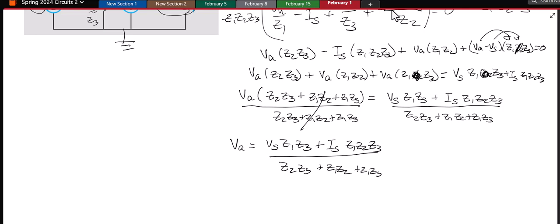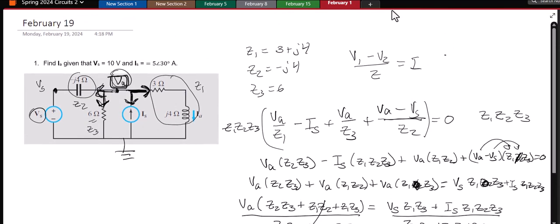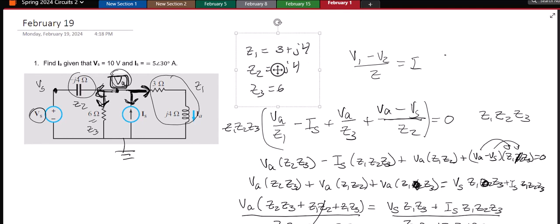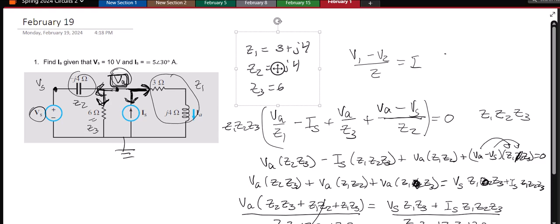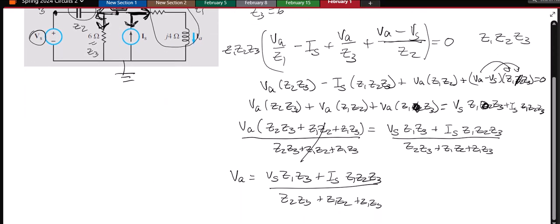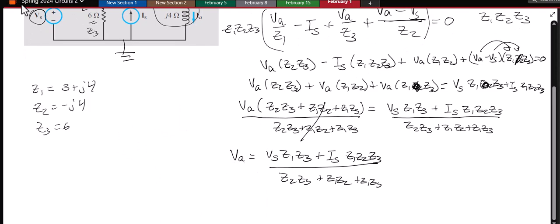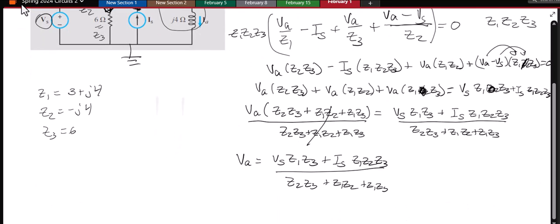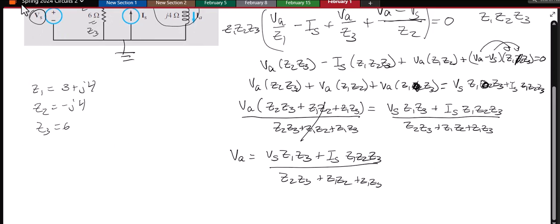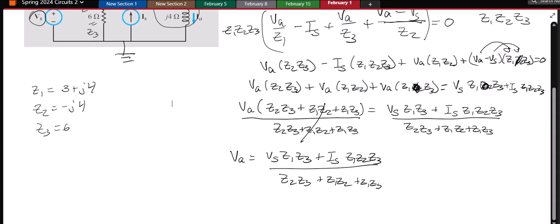Okay, so now it's time for us to plug in our numbers and do our calculations. And let's start by reminding ourselves what Z1, Z2, and Z3 were. We have those right here. Alright, and then what is IS? IS is 5 angle 30. So we have everything else in rectangular. Let's change IS to rectangular as well.